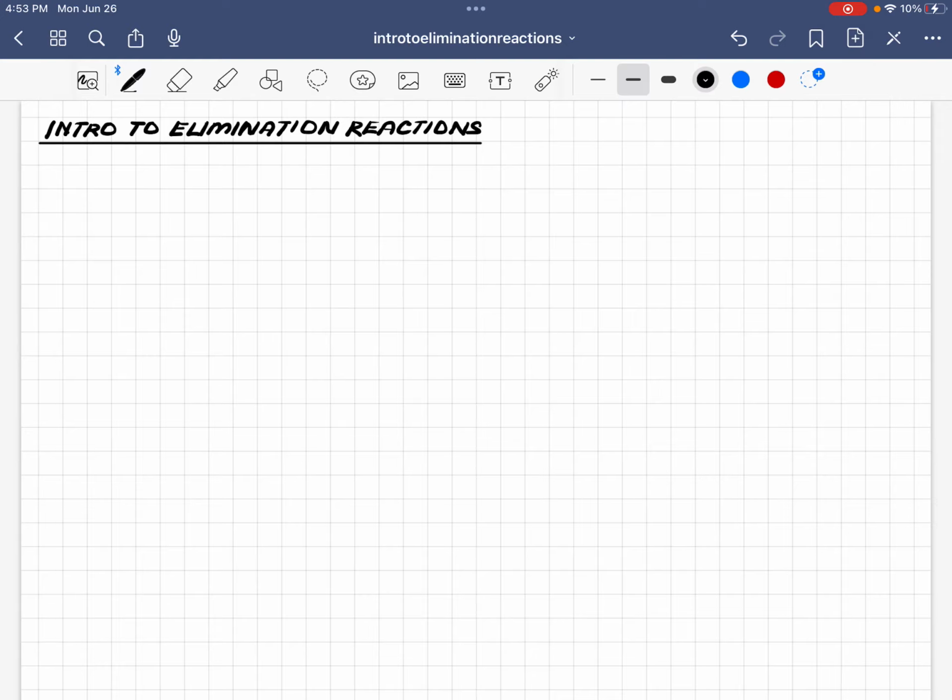Today I'm going to be giving a quick lecture introducing you guys to elimination reactions. So E1 and E2 reaction mechanisms and how they sort of differ from substitution ones. So SN1 and SN2 reactions.